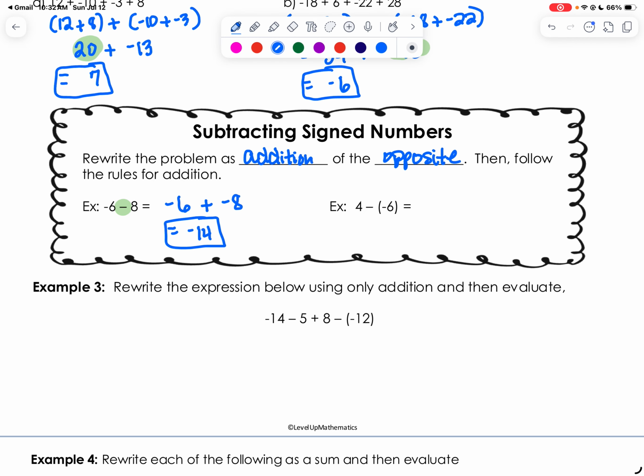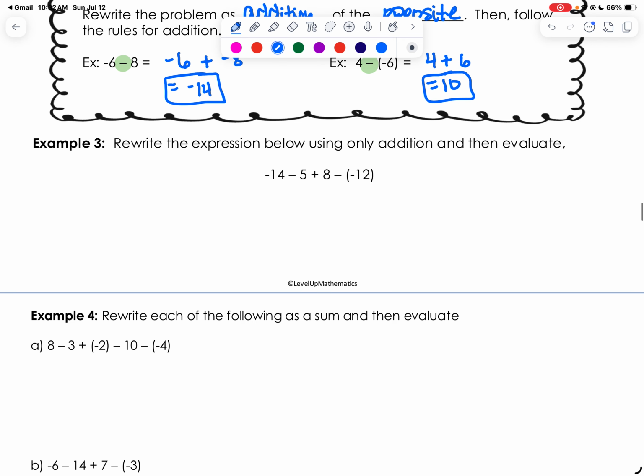All right. In our next example, we have 4 minus -6. So here's our subtraction symbol. I want to rewrite this as an addition problem. So I keep the first number the same, 4 stays the same. The minus or the subtraction becomes addition, and then I take the opposite of -6, which would be +6. So 4 minus -6 becomes 4 plus 6, which equals 10. All right, example 3.